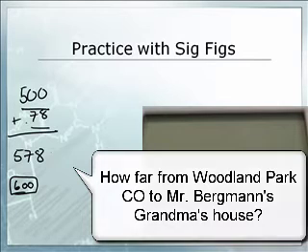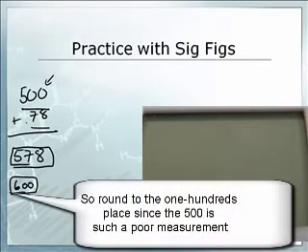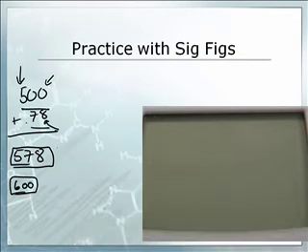Yeah, but it wouldn't be 578, because 578 indicates... we only know the 500 to the 100s place. So you see, this is only accurate to the 100s place. The 78 is accurate to the ones place. So therefore, the answer is 600 miles between here and my aunt's house, because we can only be accurate to our least accurate measurement. Yeah. Okay. All right.